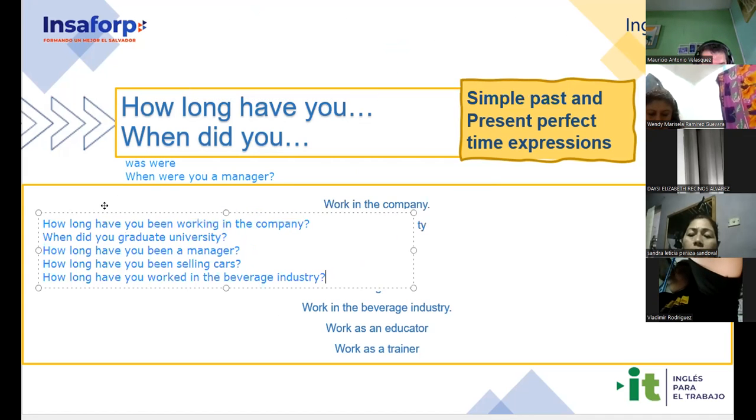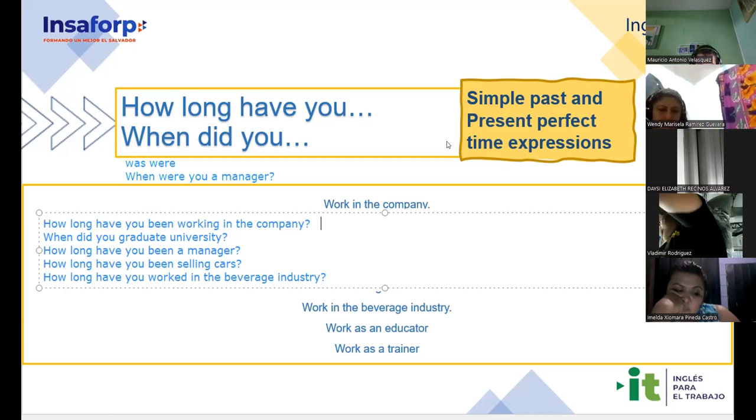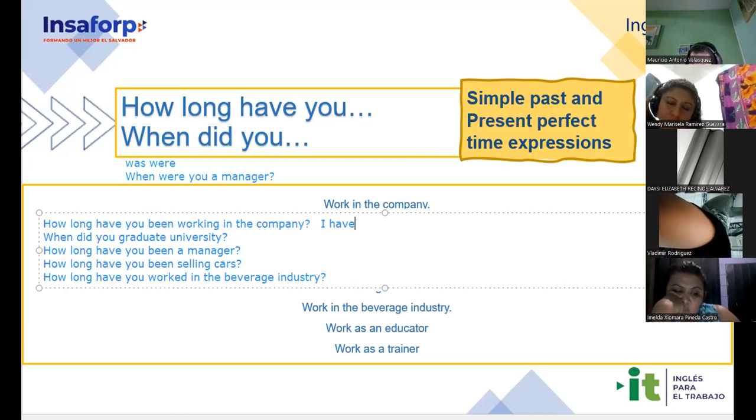Okay, if we want to answer these questions, we have to make a complete sentence. And the sentence will be according to the question, right? In this case, how long have you been working in the company? Aquí yo podría contestar de diferentes maneras, ¿verdad? Pero usando siempre la continuidad del presente perfecto, right? I have been working. Y necesito un tiempo, ¿verdad?